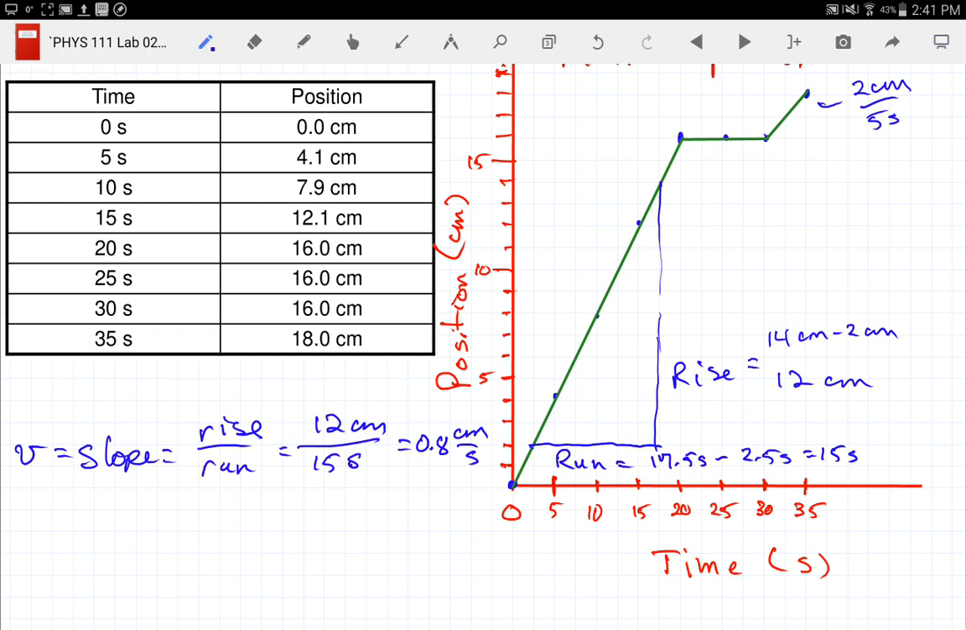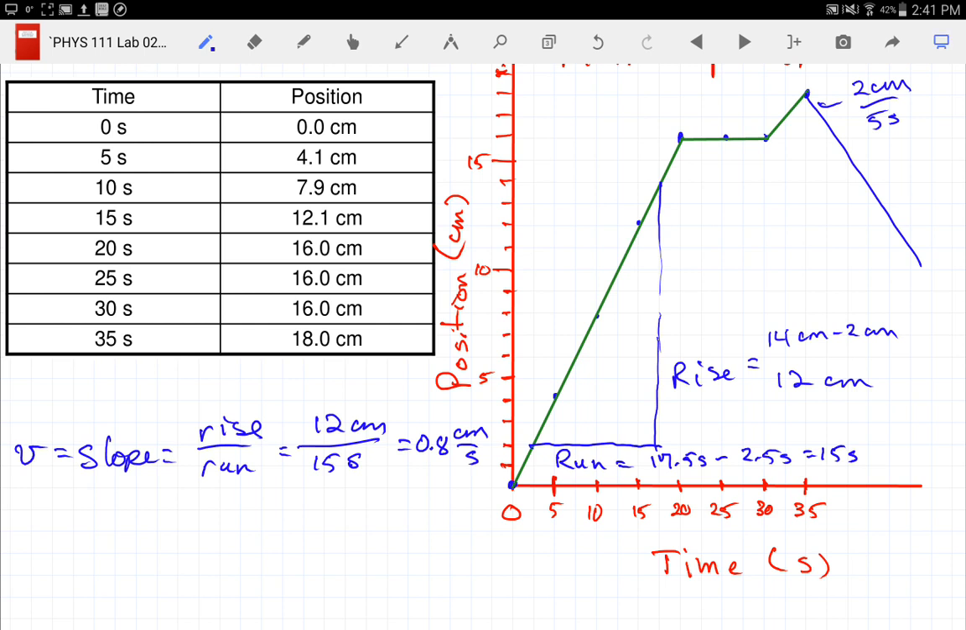So it's going slower. If it was going backward, what would the graph look like? It would have been sloping downward. A line like this would be going backward. Positive slopes going forward and negative slopes going backward. Does that make sense?